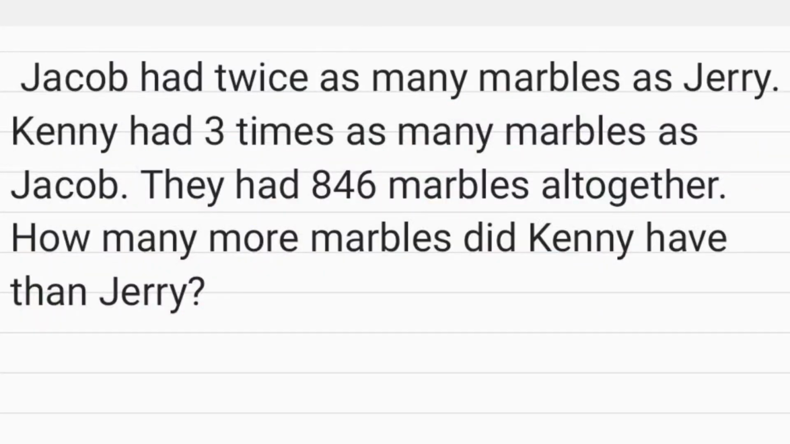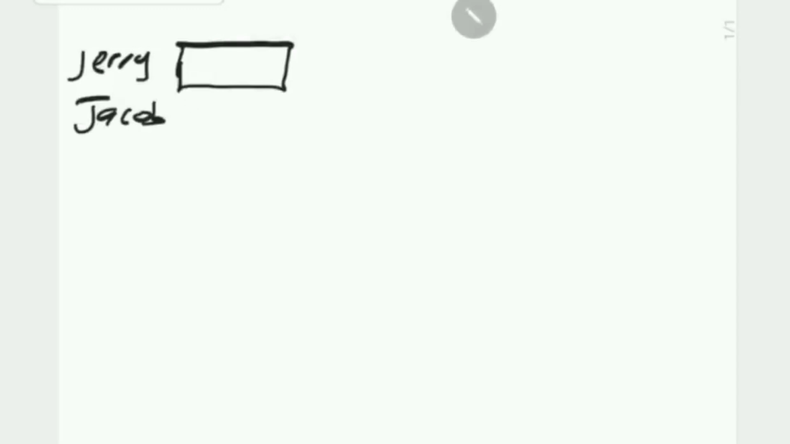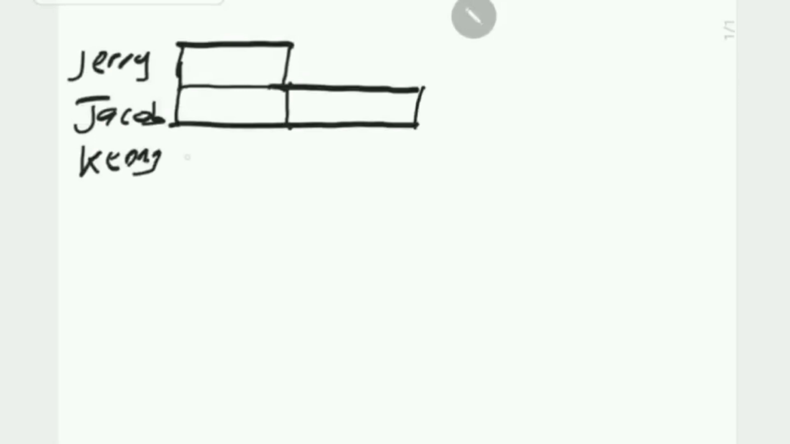So from our question, we will start with Jerry. So we could see that Jerry has 1 block. Jacob is going to have 2 blocks because Jacob has twice as many as Jerry. So we have 2 blocks for Jacob. And Kenny will definitely have 6 blocks, because he has 3 times as many as Jacob. So we have 6 blocks for Kenny.